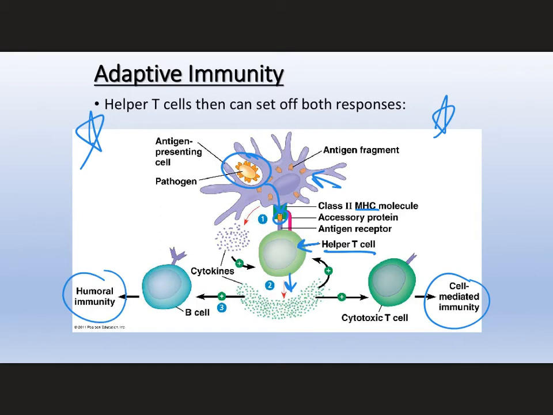I know we haven't really detailed them yet, but the helper T cell will activate what's called a cytotoxic T cell to cause cell-mediated responses, and it will activate B cells to cause humoral responses. So again, this is our little dude, Paul Revere, telling everybody, wake up, we got a problem.